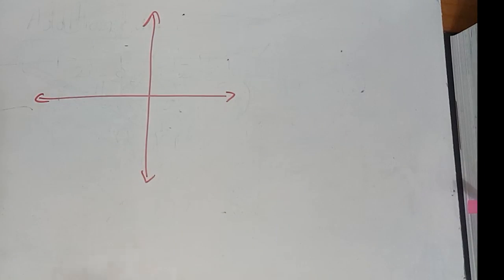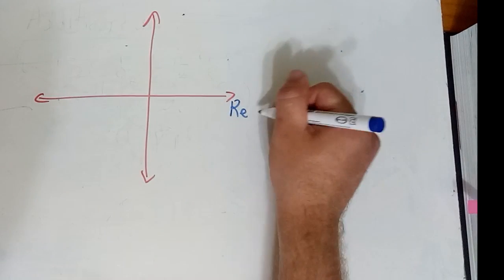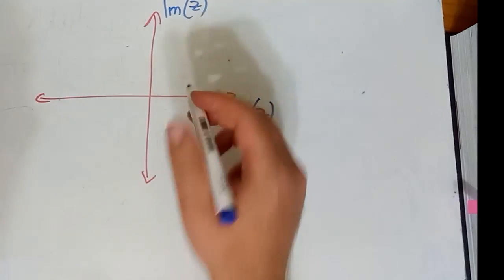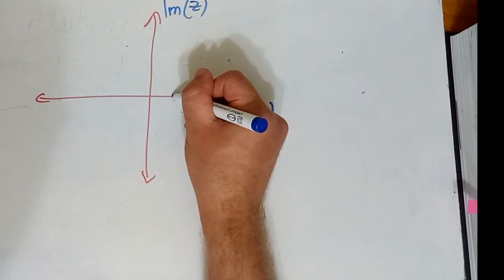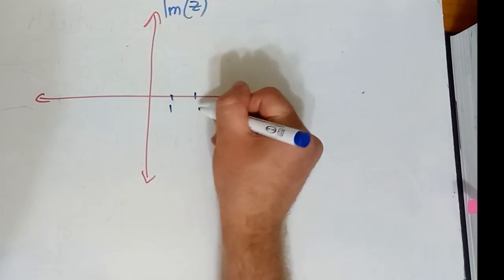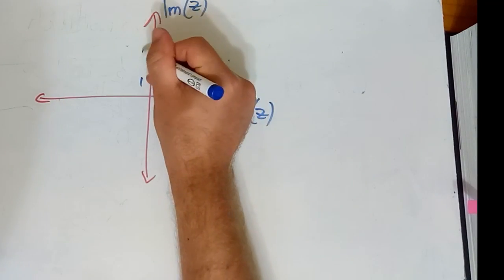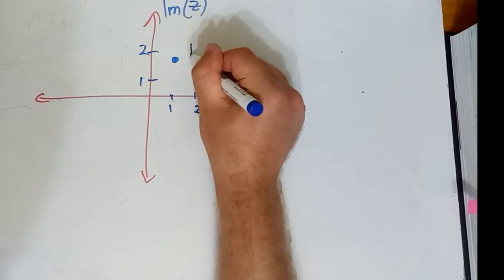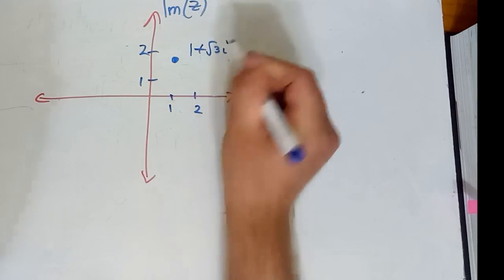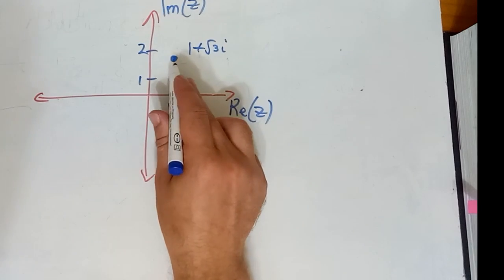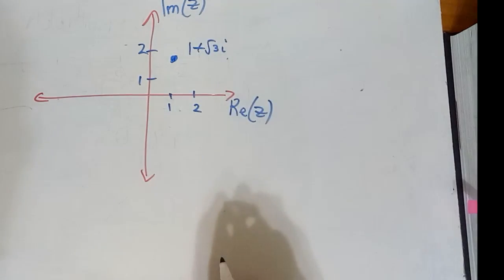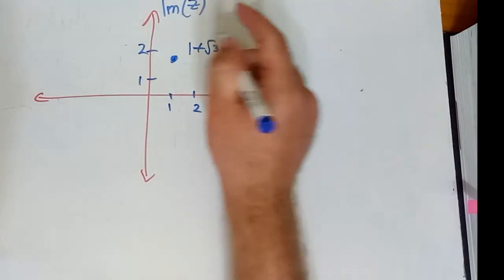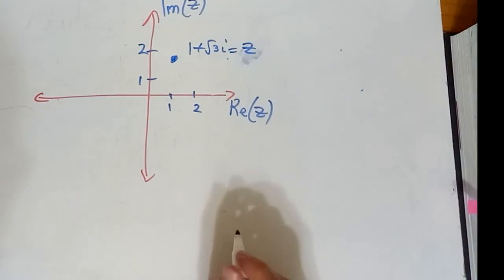So a number can exist on here: our real parts, imaginary parts, the complex plane. I'm going to say, like, if we have 1, 2, 1, 2, so 1 plus root 3i, that's our 1 plus root 3i. So you go across 1 in the reals, up root 3. This is where our complex number is. We'll call this number u. No, let's call it z. Z's cool. Let's call it z.